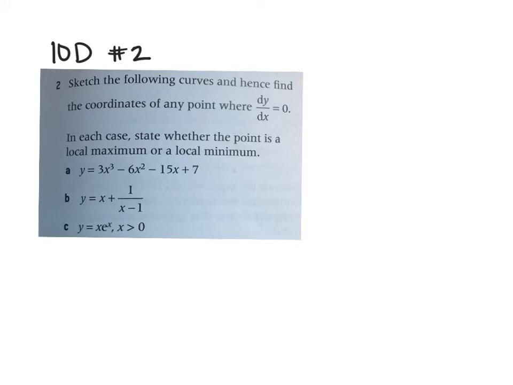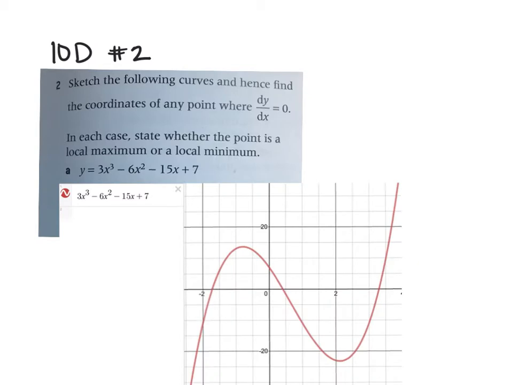Answer key. Here we go. So 10D number 2, sketch the following curves and then find the coordinates of where the derivative would be 0. All you need to do here is quite literally make Desmos or your calculator sketch them. So let's do that. Okay, cool.